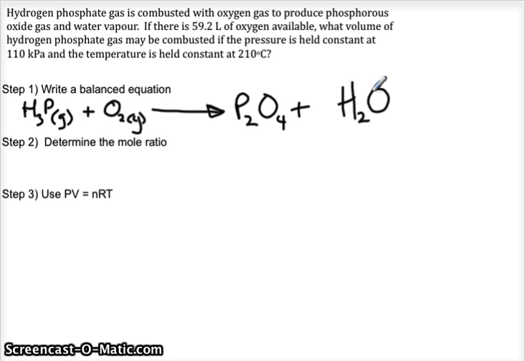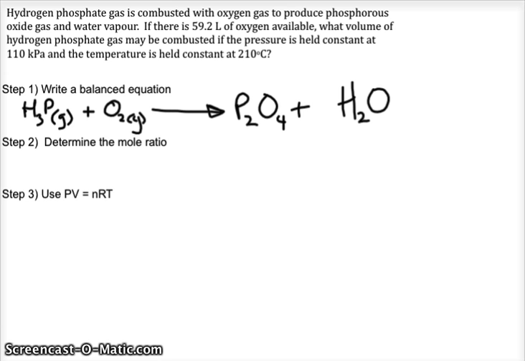Alright, so there's the equation there. H3P plus O2 goes to P2O4 plus water vapor. So this is the equation, but we need to actually balance it, because if we don't balance it, everything else will be wrong from this point. So I'm just going to choose a different color.